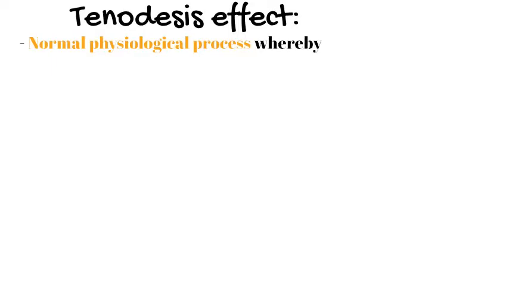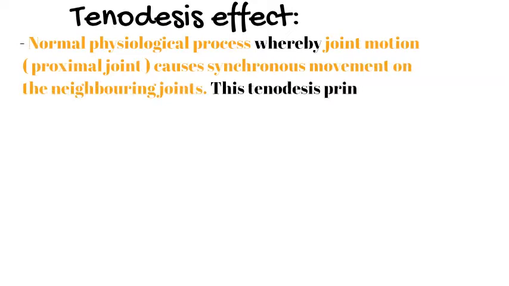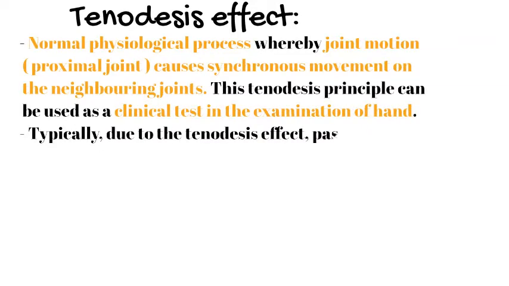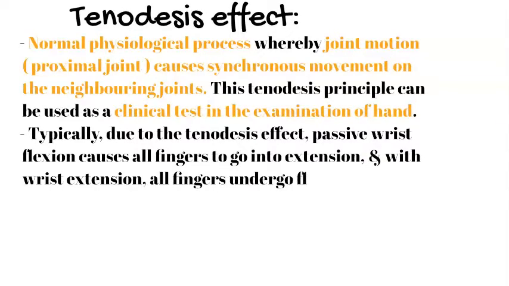Tenodesis broadly comes under two categories: as a diagnostic sign or test, a physiological effect, and a surgical procedure to fix or bind tendon to the bone. The tenodesis effect is a normal physiological process whereby the motion of a proximal joint causes a synchronous movement on the neighboring joints. This tenodesis principle can be used as a clinical test in the examination of the hand.